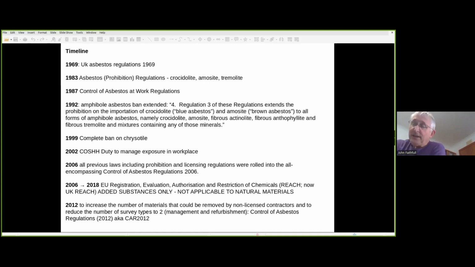And then the main regulations that we have in the UK, this will obviously differ around the world, and I've tried to take that into account in the talk I'm doing today, but the main regulations that guide things in the UK are still the 2012 regulations. One thing that's very interesting to note here is that natural asbestos materials aren't covered by REACH. So asbestos which has not been added to products is not covered by REACH regulations, and therefore it is not applicable to the natural materials in this way.